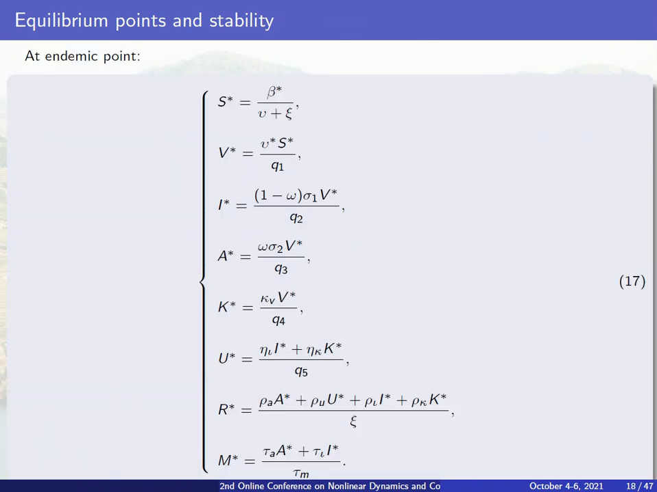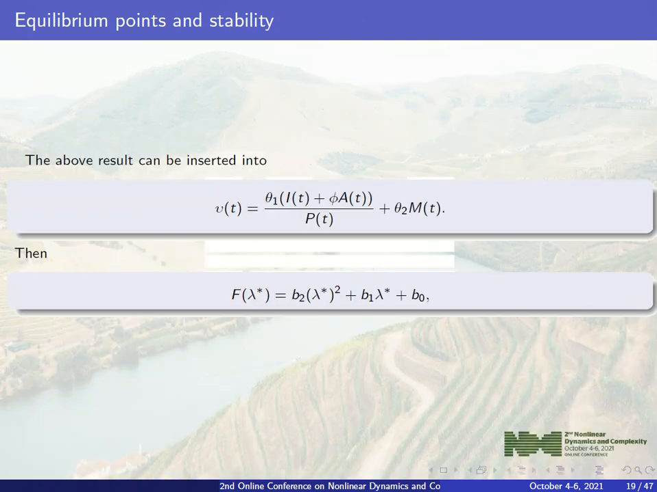At the endemic point, the equilibrium is then obtained by equation 17. The above result can be inserted into epsilon of t, then the capital F of lambda star is obtained, in which B0, B1, B2 are described as below.